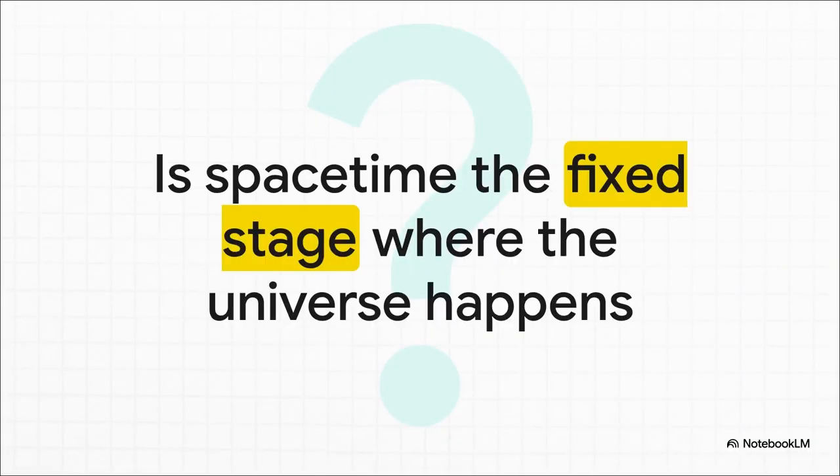We usually think of the universe like this, right? Space-time is this giant fixed stage, and all the particles and planets and galaxies are just the actors moving around on it. But what if that's totally backward? What if the stage doesn't come first? What if the actors actually build the stage as they go?